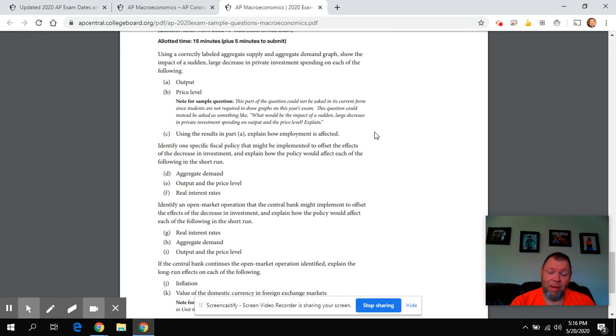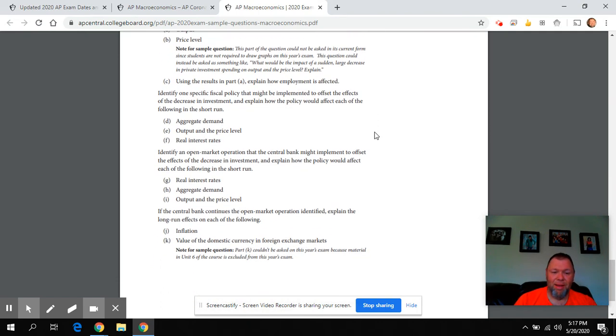What will happen to aggregate demand? Aggregate demand will shift to the right because lower interest rates means there's going to be more consumer spending and more investment. So C and I are going to increase. And then what'll happen to output and price level? Output and price level will both increase because aggregate demand shifted to the right.